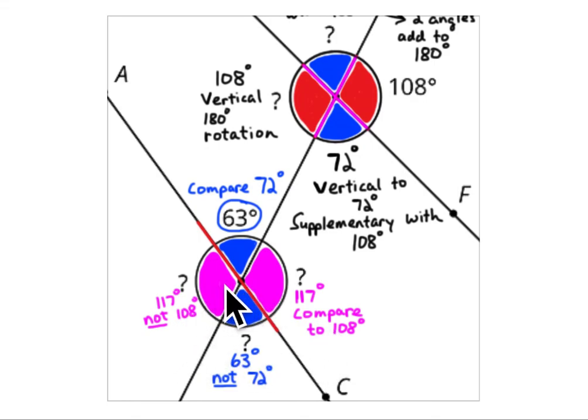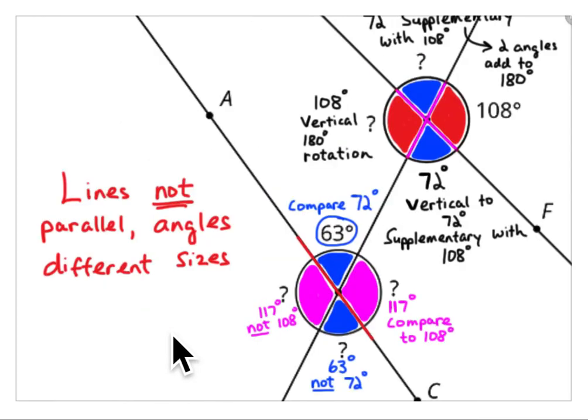So this is a vertical angle right here. So this is 117 degrees, not 108 degrees. So lines that are not parallel, angles will have different sizes. Lines that are not parallel, angles have different sizes.